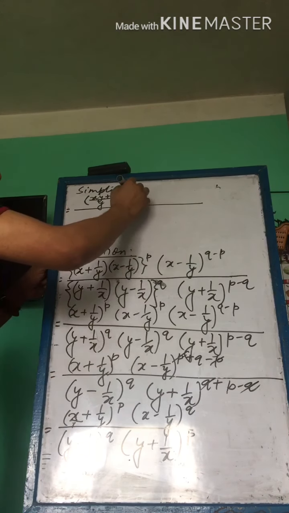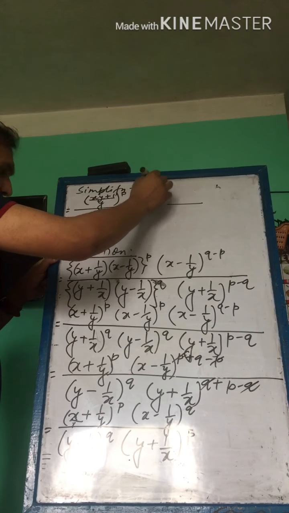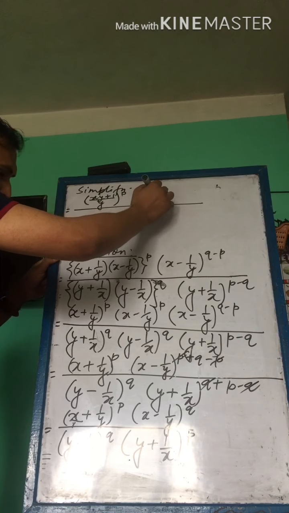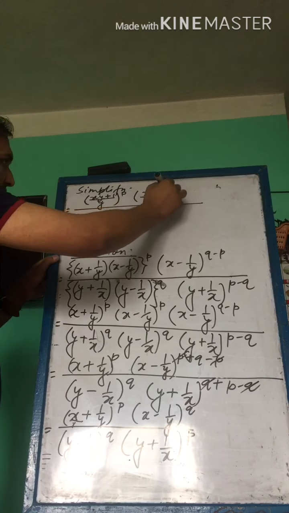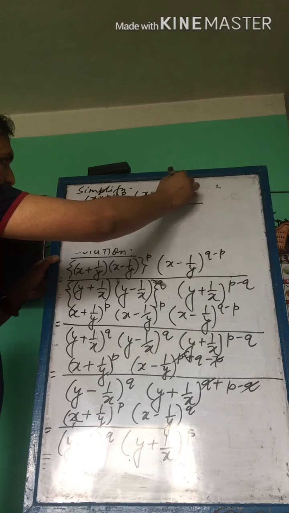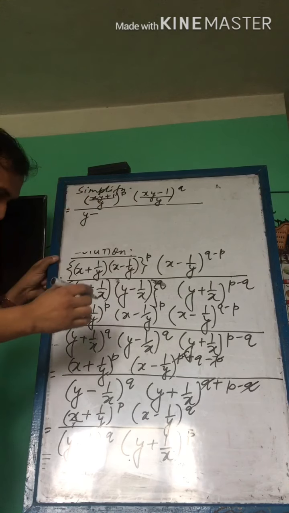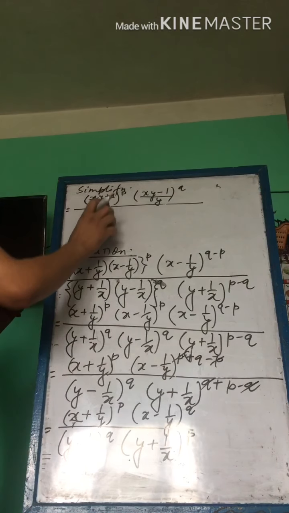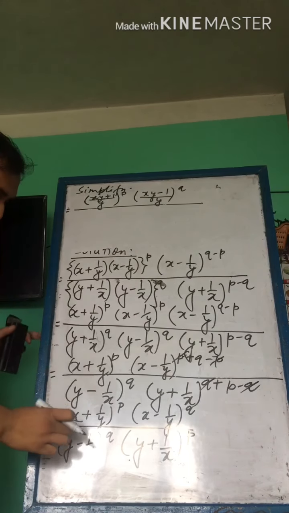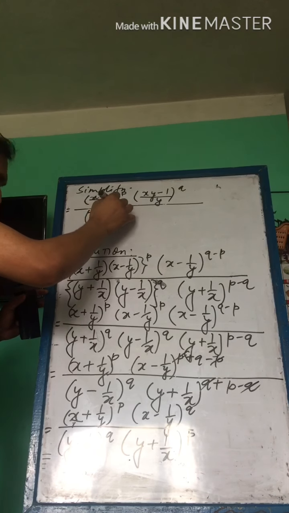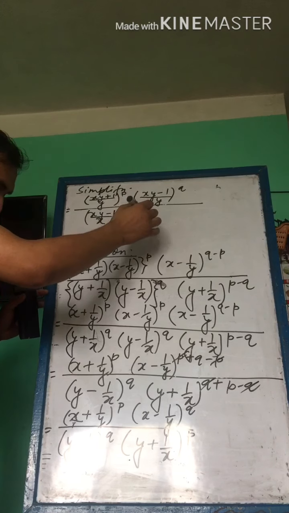Here also let us do it. Xy minus 1 upon y, whole to the power q is there. Let us do the same for the denominator. Let us subtract it. What will be the LCM? X is the LCM, and xy minus 1 whole to the power q is there.